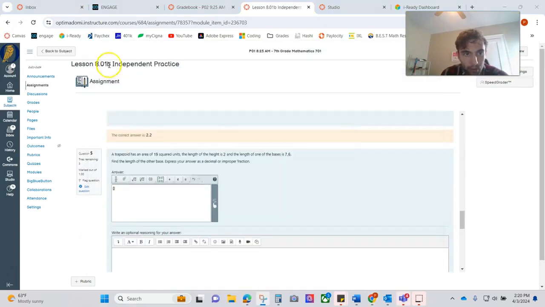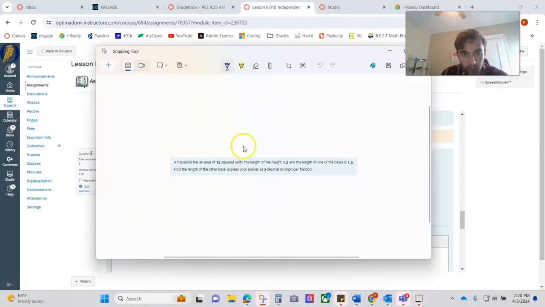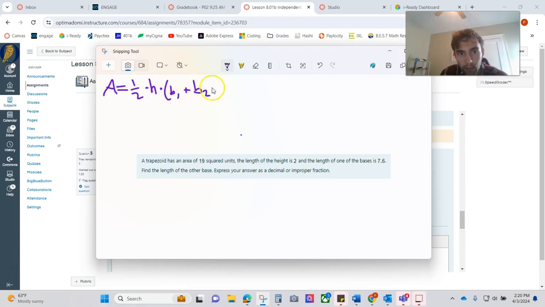Trapezoid question. To find the area of a trapezoid, we use the area formula A equals 1/2 times height times base 1 plus base 2. 2 bases. Looks like here we got a backwards question where we know the area and we're working backwards to find one of the missing pieces.